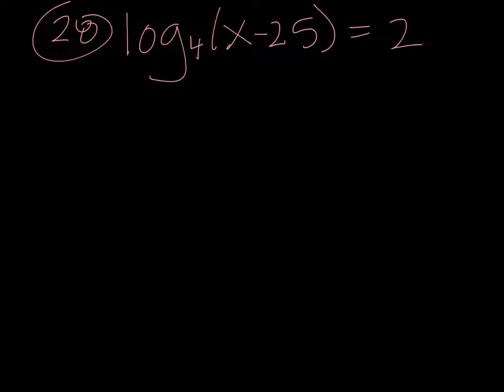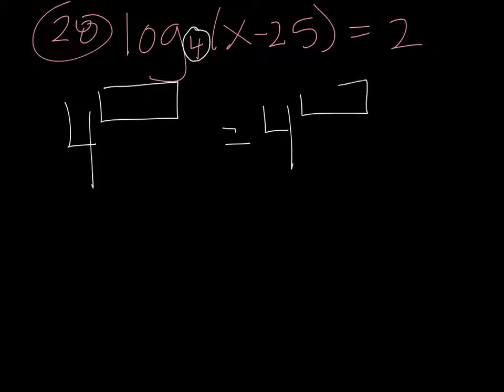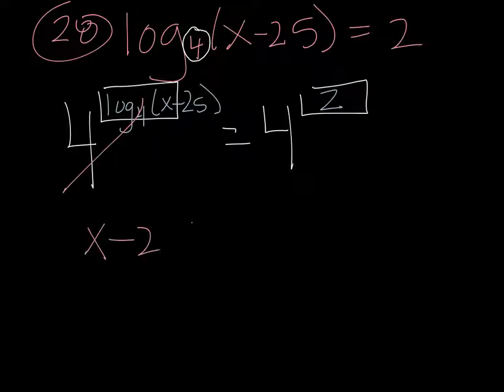So your first thing you want to do is get your log by itself, which it already is. What's my base? My base here is 4. I have a log base. Opposite of a log base is an exponential base. So it has an exponential base 4. That means my actual equation becomes my exponent. My two bases cancel each other out, leaving me with x minus 25.